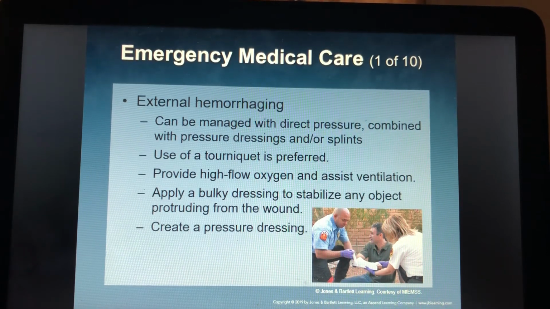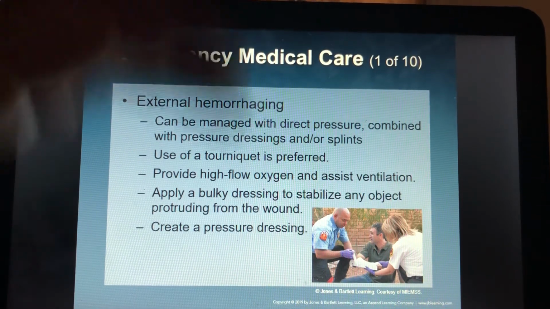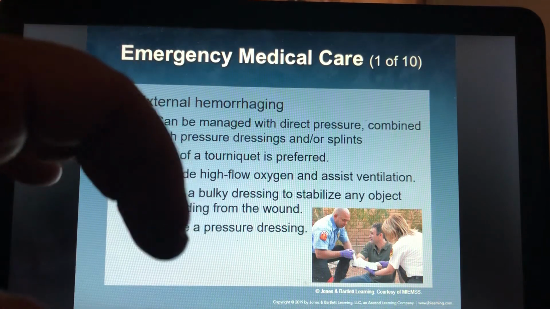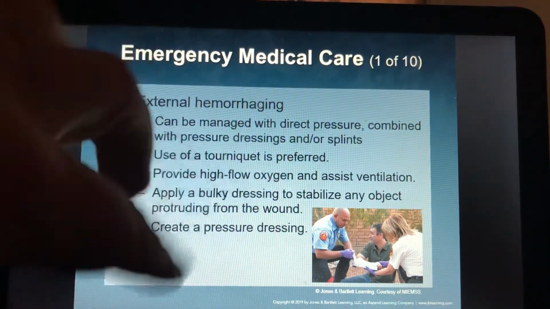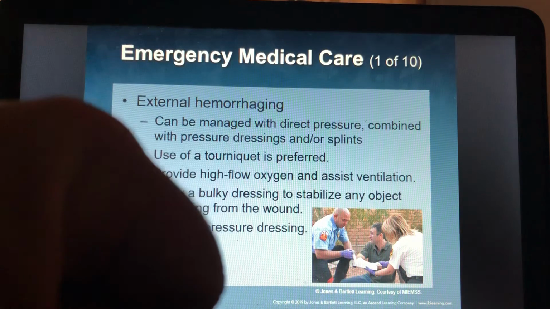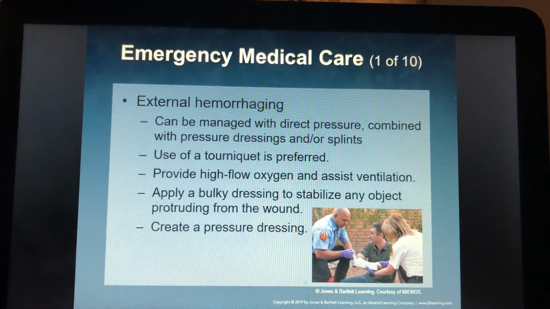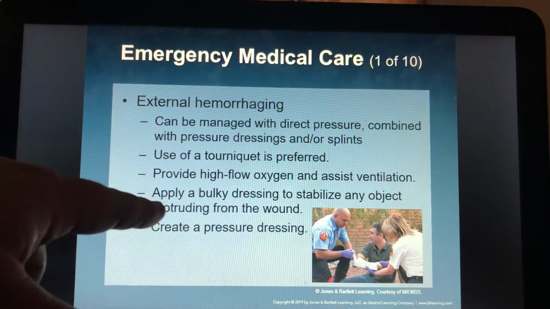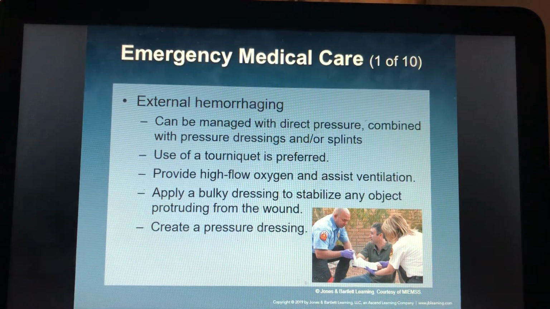You can try pressure dressing. You can try direct pressure, which is you holding it with some gauze. And then if that doesn't work, you can try a little bit more, and then try a pressure dressing and wrap and really hold tight. If that's not working, then just go to the tourniquet. You're done. Again, use a bulky dressing for any protruding wound, high flow O2, and assist ventilations.